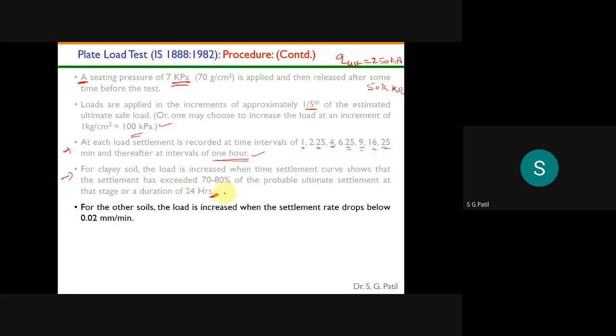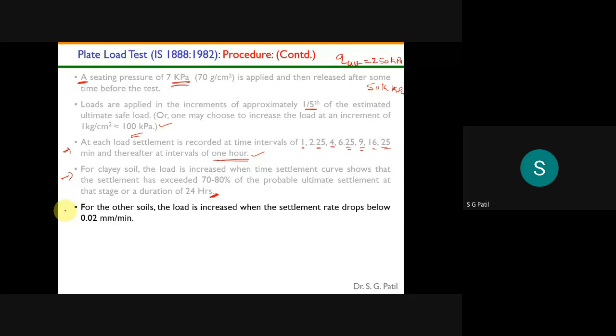Because of low permeability, we allow a longer time. Once you apply the load, that load will be taken by pore water pressure, and to dissipate that pore water pressure you need a longer time. So that's why for clays the observation period for loading will be more.